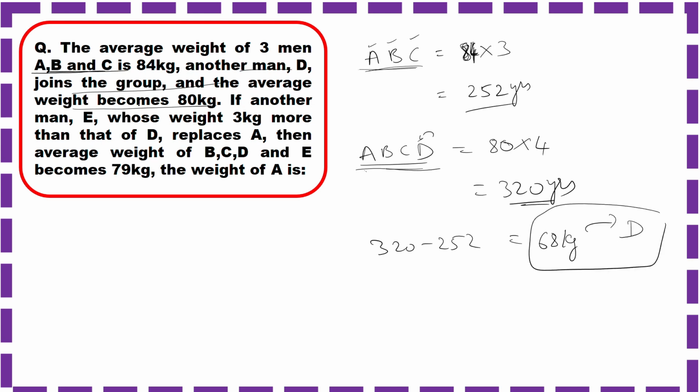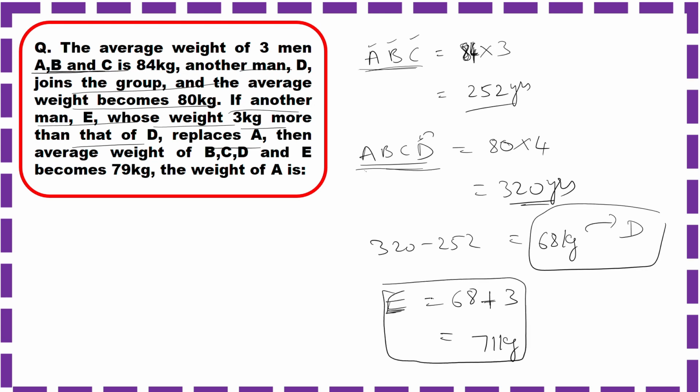Now what happens if another man E, whose weight is 3 kilos more than D, replaces A? So what is E's weight? E's weight is 3 kilos more than D. What is the value of D? 68. If E is 3 kilos more than D, then it will become 68 plus 3, that is equal to 71 kilos. So E's weight is 71 kilos.